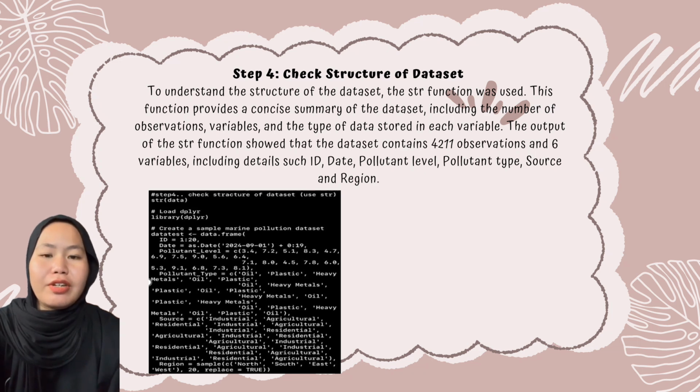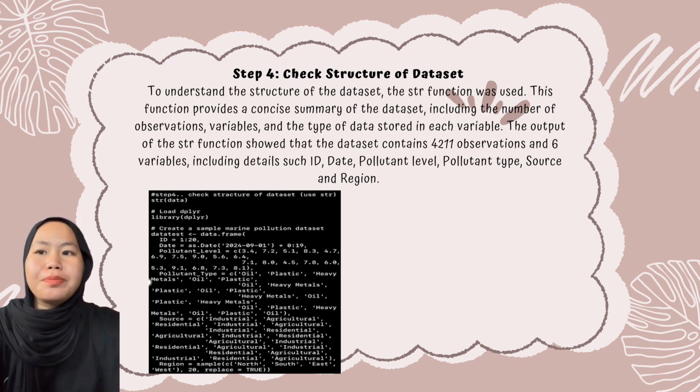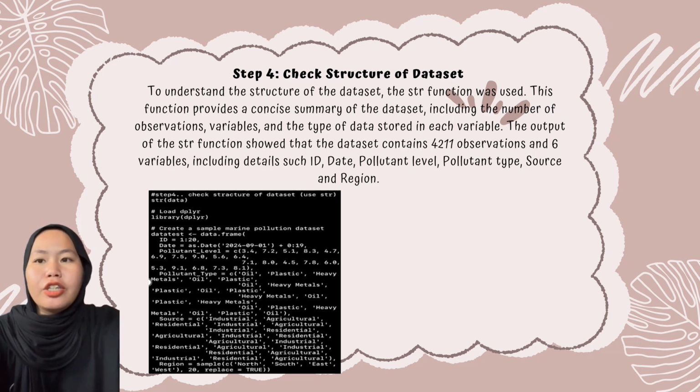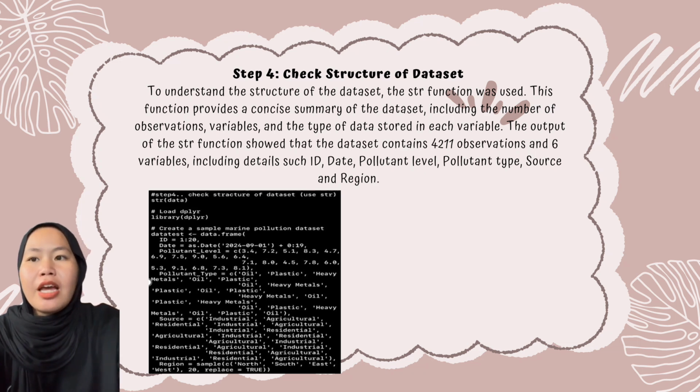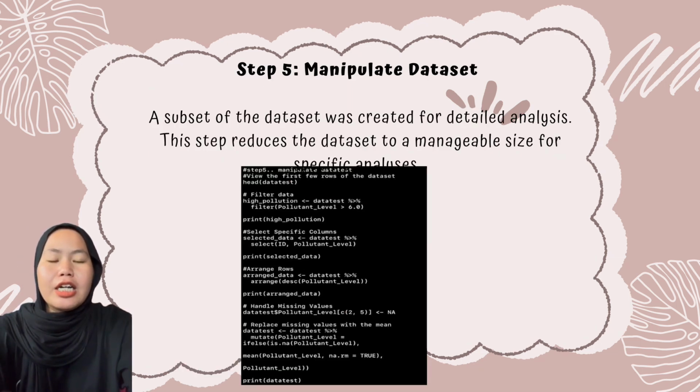To understand the structure of the dataset, the str function was used. This function provided a concise summary of the dataset, including the number of observations, variables, and the type of data stored in each variable. The output of the str function showed that the dataset contained 4211 observations and 6 variables, including ID, date, pollutant level, pollutant type, source, and region. Step 5, manipulate the dataset. A subset of the dataset was created for detailed analysis. This step reduced the dataset to a manageable size for specific analysis.